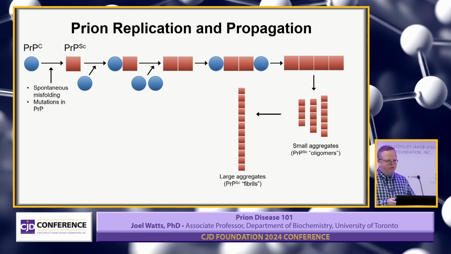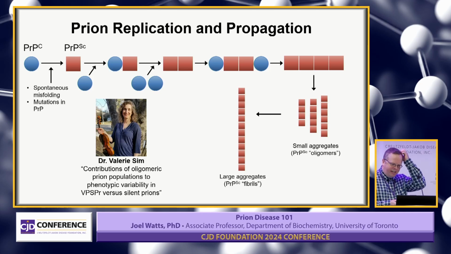And so tomorrow you will hear a presentation from the multi-talented Dr. Valerie Sim, who will talk about her research specifically looking at these oligomeric types of PrPSc, the smaller aggregates, and how they relate to disease in VPSPr and other genetic prion diseases.